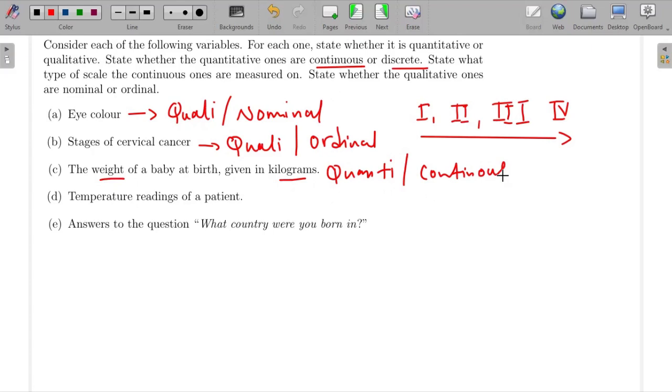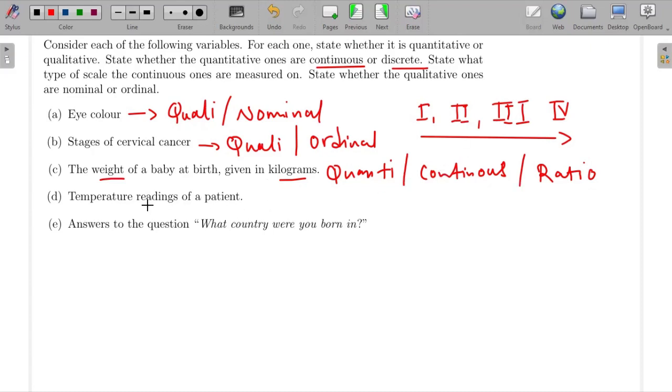And then the scale of measurement will be what? Weight has a true 0. If they say there's no weight, then there's no baby there. When the weight is 0, there's no baby. So this one is a ratio, because there is a true 0 there. It's going to be the ratio scale.